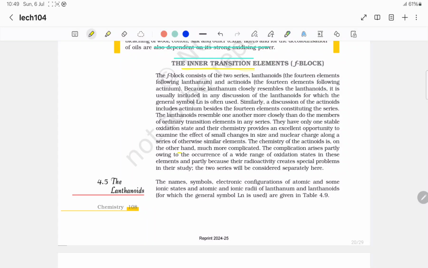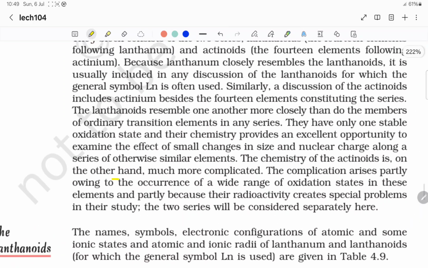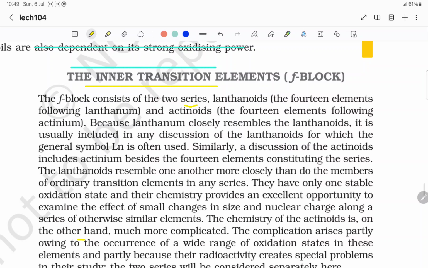Inner transition elements, the f-block. The f-block consists of two series: lanthanoids, the 14 elements following lanthanum, and actinoids, the 14 elements following actinium.